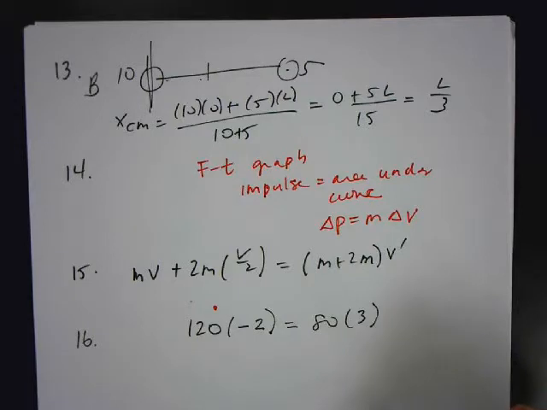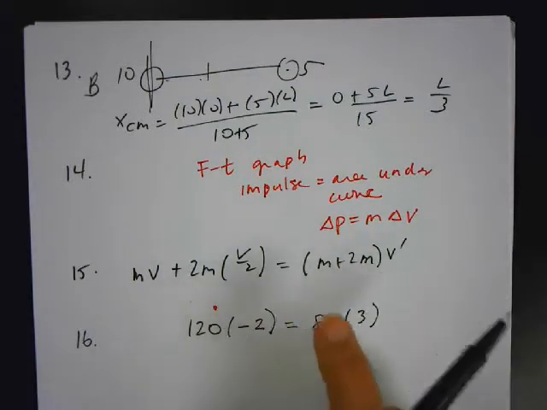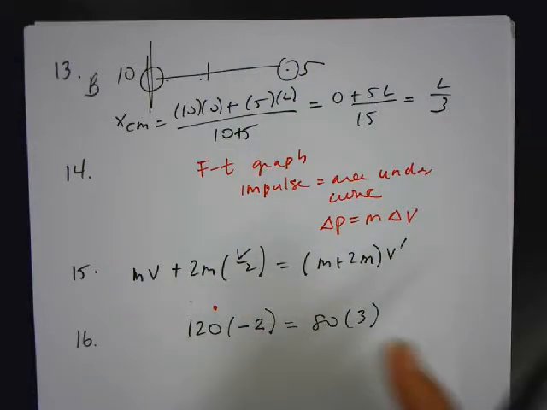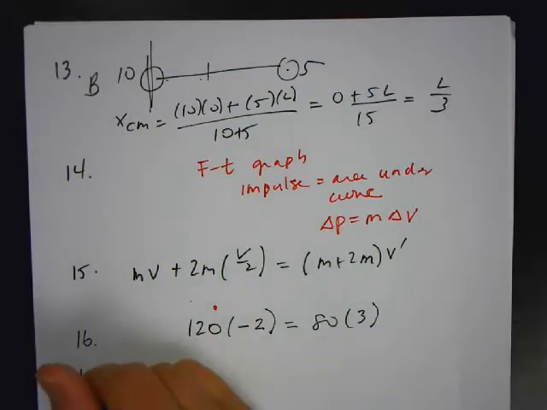So this is just recoil. Initially they're both 0. 120 times 2 is 240, and 80 times 3 is 240. So it's equal and opposite. So initially it's 0. Kind of stupid, but that's the way the question is.